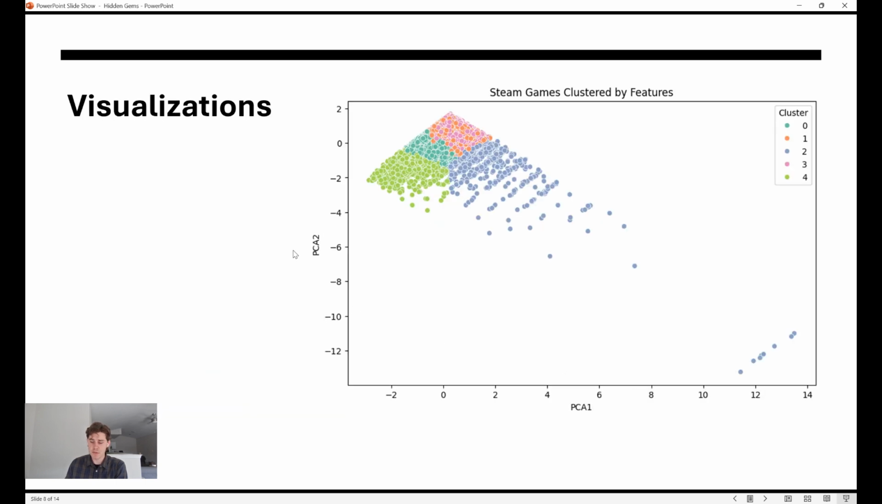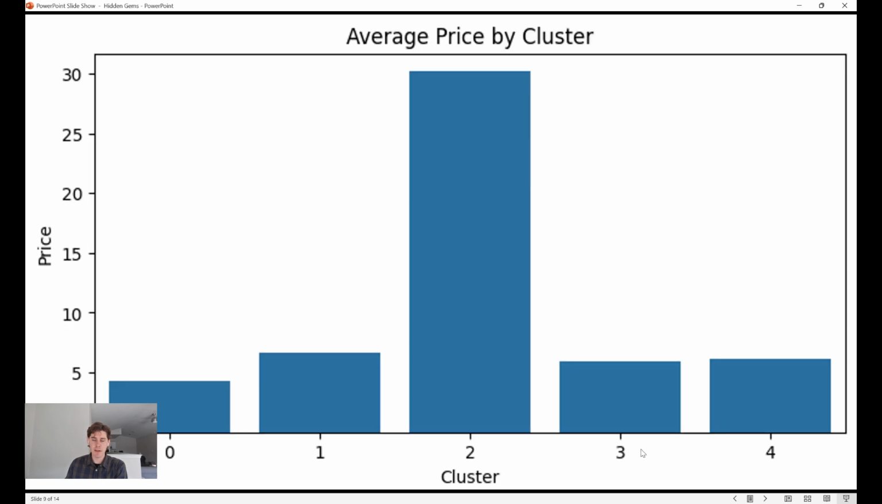And then we're moving on to visualizations. So this is the first visualization. It is a PCA visualization showing each cluster, as you can see. The next visualization we have is a bar plot showing average price by cluster. So as you can see, cluster 2 has the highest price associated with it.